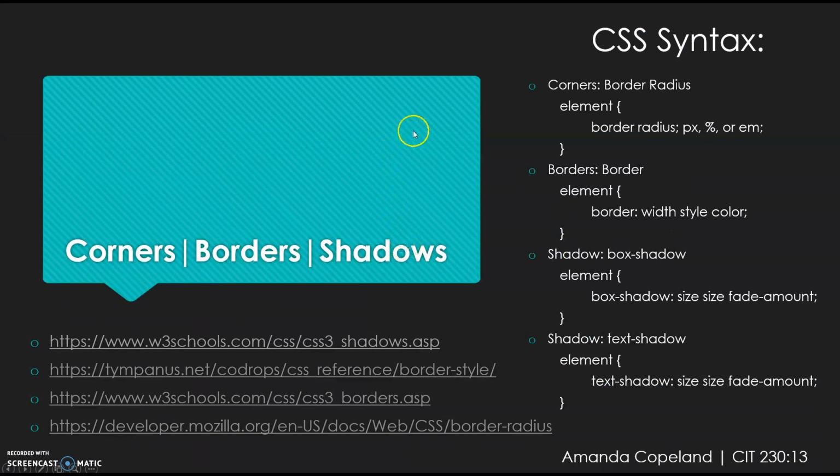Okay, to summarize, the corners is used by the CSS syntax border radius, and it has a size indicated by pixel, percentage, or EM. The borders are used with border, and it has a width, a style, and a color. The 2 different shadows is a box shadow and a text shadow, and they both have 2 sizes and a fade amount. Let's see what that looks like on an actual website.